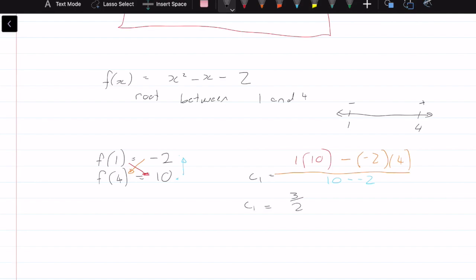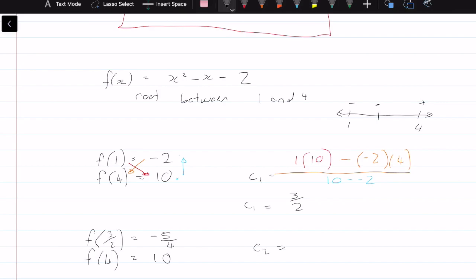Now what we do is we plug c1 into the equation. So f of 3 over 2, if we plug it in, we get minus 5 over 4. So once again, we have a negative number. That means we're still working with this interval here, so we're still working with 4. So we have f of 4, which is equal to 10 still. And now we can work on getting c2.